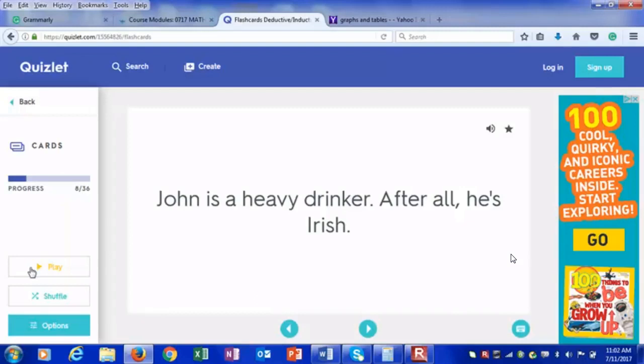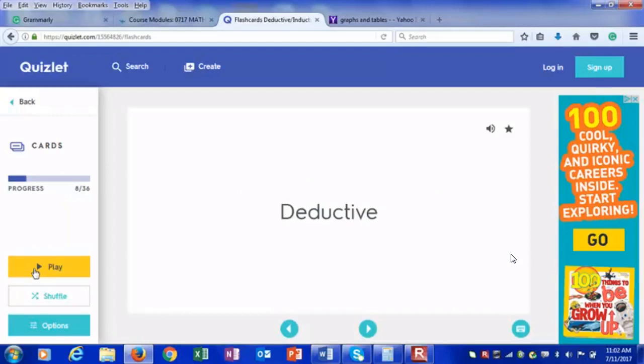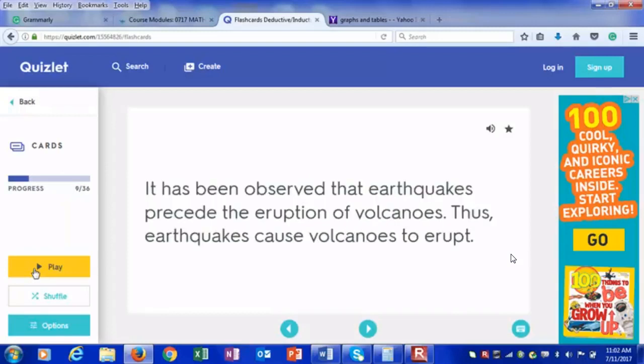Inductive or deductive? You think there's a pattern here? And if there's not a pattern here, do you think there's logic? Think about it this way. When the words "after all" come into play, it starts with John is a heavy drinker, and it relates it to, after all, he's Irish. So there is logic there. It is deductive. Okay, let's keep going.